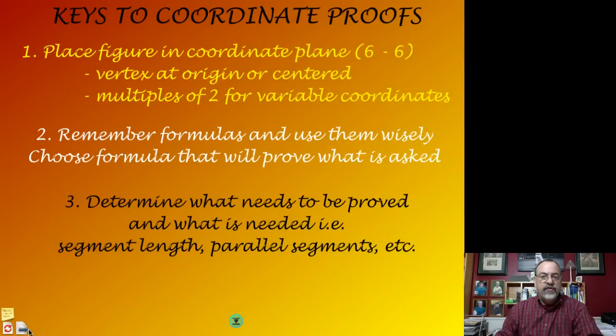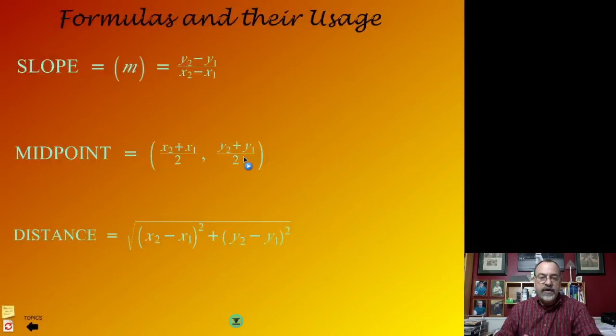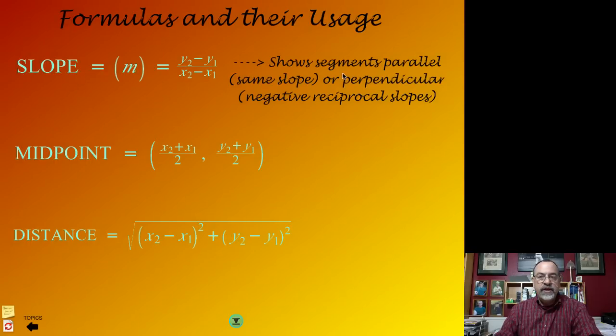The second key to doing coordinate proofs is to make sure that we remember the formulas and then be careful to choose which one we need. Again, we want to use the slope formula if we need to show that sides are parallel or sides are perpendicular. If we want to determine the midpoint, we would use that in case we wanted to show that two segments or a segment was being bisected, because then the midpoint calculation would be the same for both.